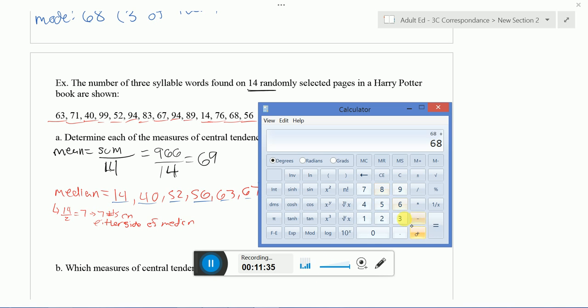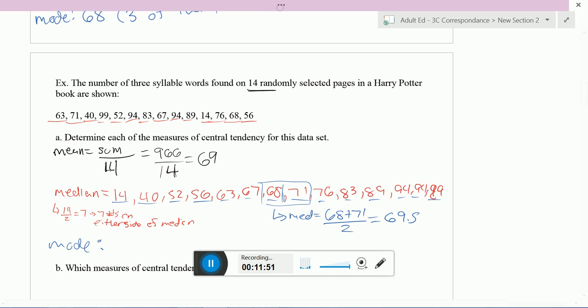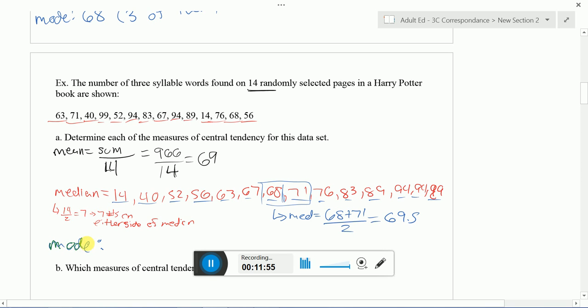68 plus 71 gives us 139, divided by 2 gives us 69 and a half. The mode, if we look at these, the mode is right here. I'll do that actually in green. So the mode is here. There are 2 94s. So our mode is 94. Again, there are 2 of them.